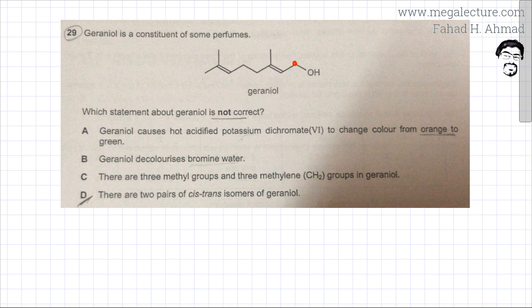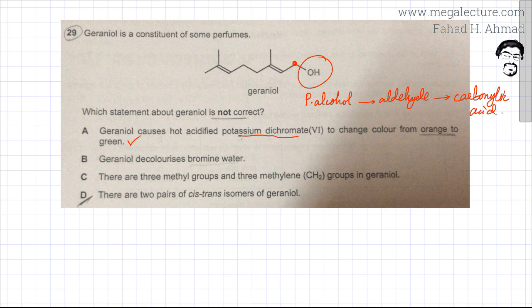Remember, it's not correct. So the first one is geraniol causes hot acidified potassium dichromate(VI) to change color from orange to green. So K2Cr2O7, remember it's an alcohol. If you use K2Cr2O7, then this primary alcohol is going to get oxidized to an aldehyde, and eventually it's going to get oxidized to a carboxylic acid. So there's going to be oxidation. So the first statement is actually correct. Potassium dichromate(VI), K2Cr2O7, has a color change from orange to green whenever it oxidizes any substance. So the first statement is correct.